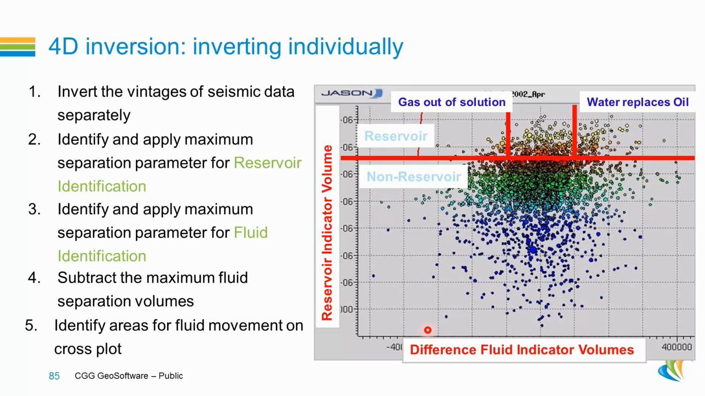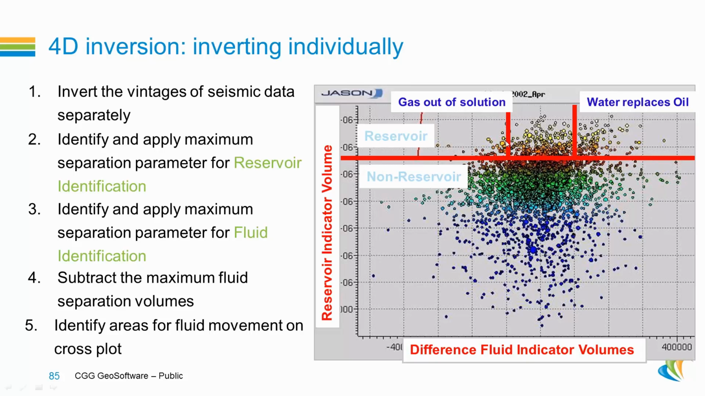So this is showing a difference in the acoustic impedance, and this one is showing the criteria, which in this case was showing where is the reservoir and where is the non-reservoir. And this is coming from the base, so it doesn't change where is the reservoir versus non-reservoir. The only thing that is changing is the fluid.